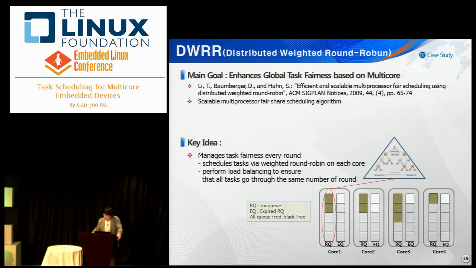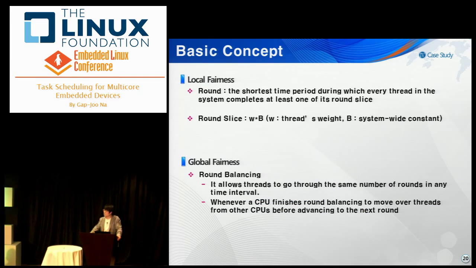This is the main architecture of DWRR. As you can see, each core has two run queues. One is active and the other is the expired run queue, like the O(1) scheduler. And each run queue is also a red-black tree. There are three important definitions in DWRR. First, round slice is defined to be w times b, where w is the thread weight and b is a system-wide constant, which is the round slice unit.